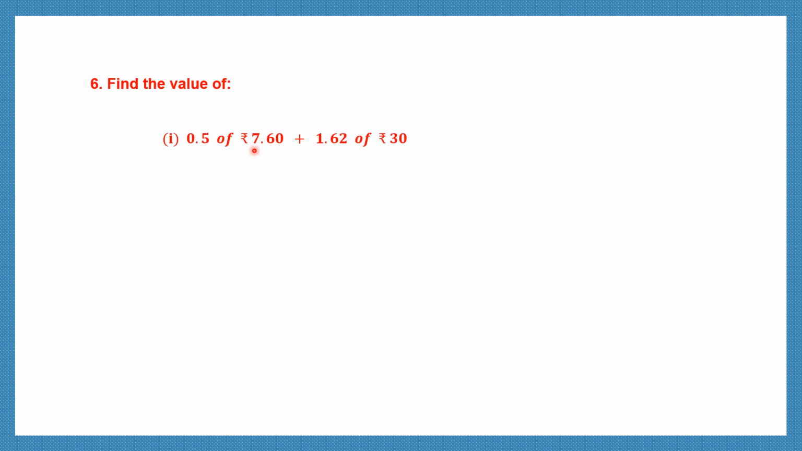Question 6, find the value of. So here we have 0.5 of rupees 7.60 plus 1.62 of rupees 30. Okay, so here we have of, addition, of. According to BODMAS, what should we do first? BODMAS will tell us which order to follow when we have many operations.